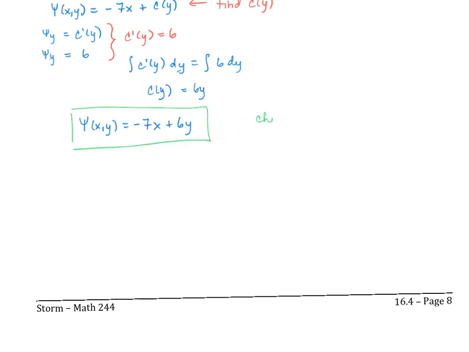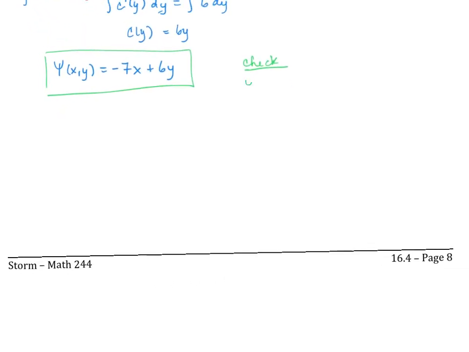Now let's go ahead and check this just to make sure that we have the correct function. The property is that if you take the partial derivative with respect to x, it should be equal to the negative g component of our vector field. So the partial derivative with respect to x is negative 7, and that's equal to negative g. So that checks out. The partial derivative with respect to y has to be equal to the f component. The partial derivative with respect to y is 6, which is equal to the f component. So that checks out. All right, so that's it for this section.